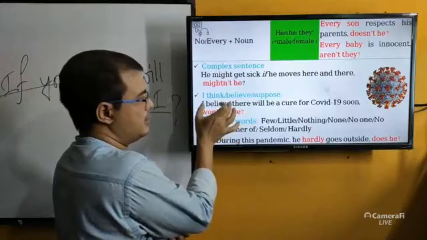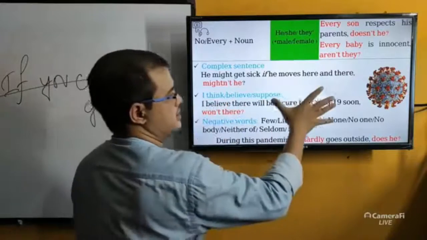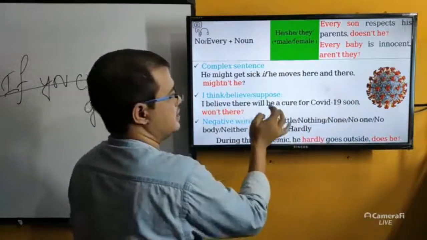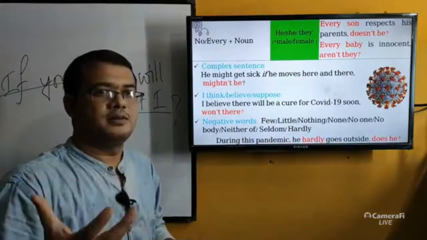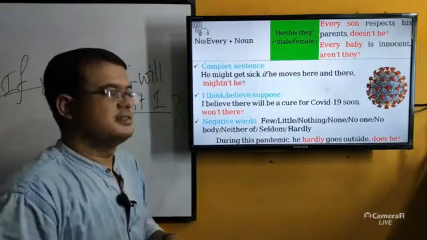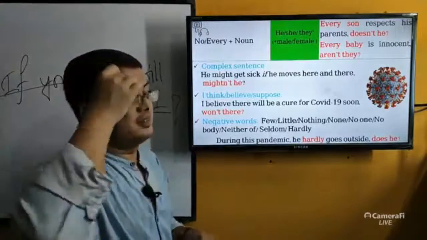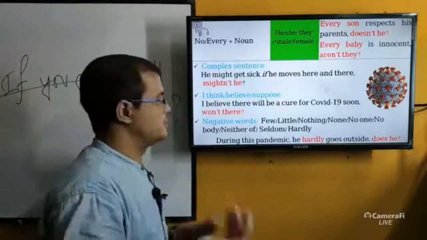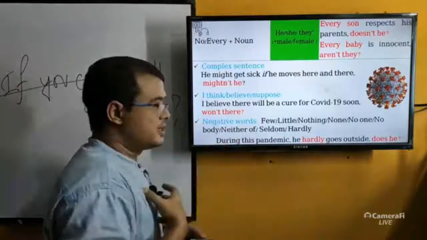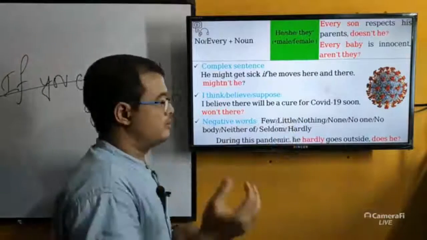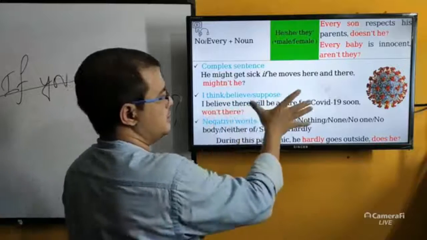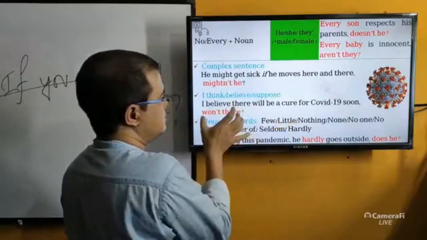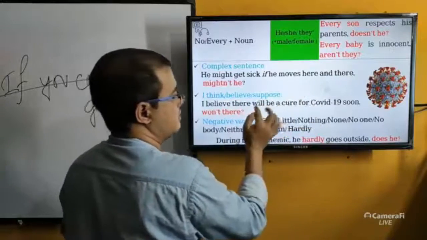Like, I believe is the first part, and this is the second part of the sentence: there will be a cure for COVID-19 soon, I believe. We all pray to Almighty so that we can get a cure for COVID-19 soon. বলছি যে আমার বিশ্বাস যে আমরা COVID-19 এর একটি কিওর পাবো. So won't there, because I need to use the tag question of the next part.